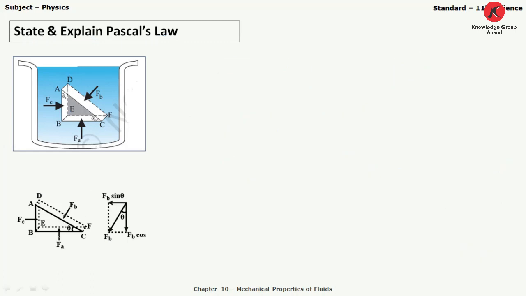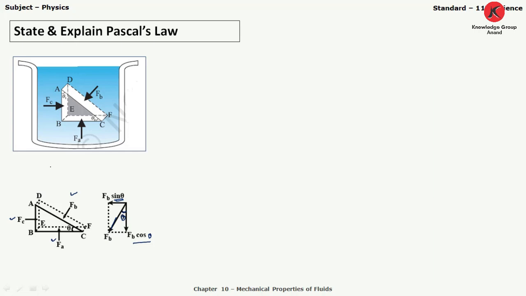Now here we can see from the triangle what we have. This is the force FA, this is force FB, and this is force FC, which is at right angle to the particular surface area that we can see, right? And if we consider the force FB, then it has two components. Suppose this is the angle theta, then we have two components, FB cos theta and FB sin theta, right?